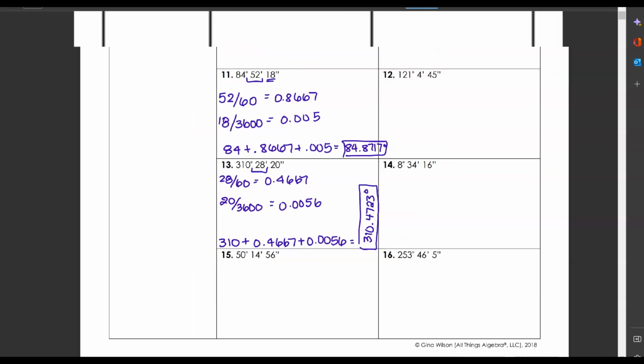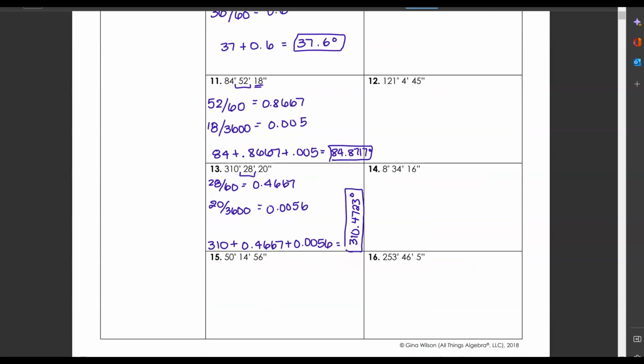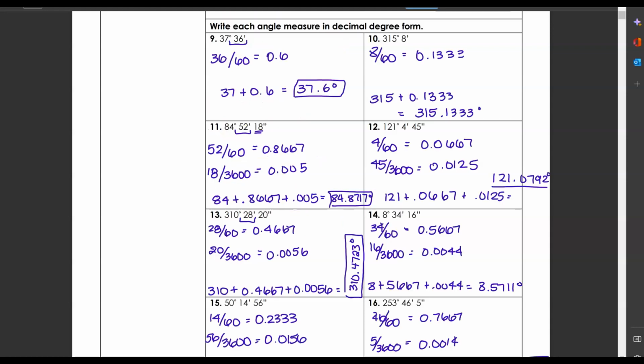All right, we have a couple here to try out on your own. So we have 1, 2, 3, 4, 5. Try those out, and I'll come back, and hopefully we got the same answers. All right, starting with number 10, I'm hoping that you got 315.1333 degrees. Stopping at 4 decimal places is perfect here.